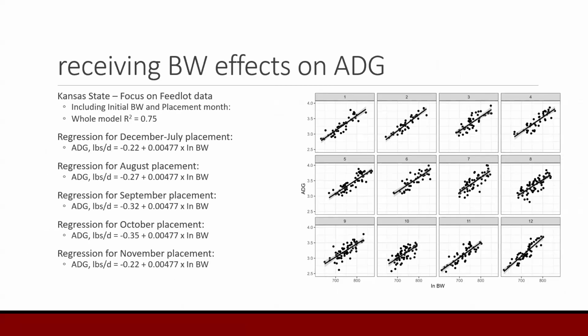We see a similar impact on average daily gain. Animals placed on feed will have the lightest average daily gain if they're placed in the fall. Really, the lightest December through July. Those intercepts weren't different. No, excuse me. Lightest or least amount of average daily gain is September through October placements, and then a faster rate of gain if they're placed on feed November and December.